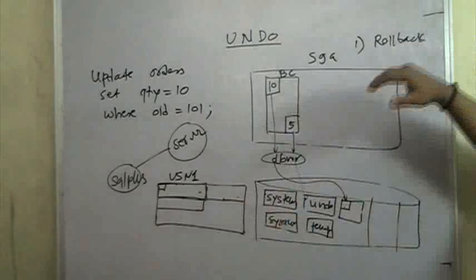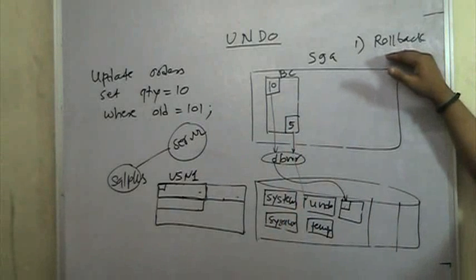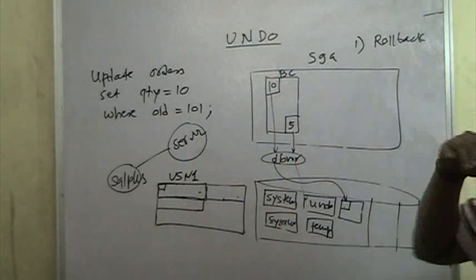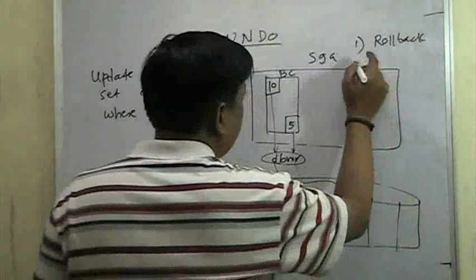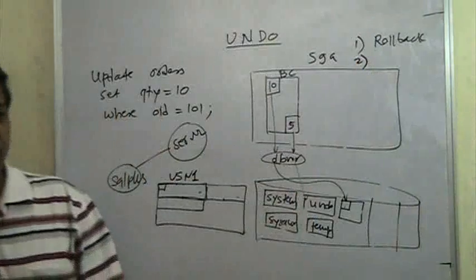So coming back to our undo discussion, why is undo required for rolling back? This is a very standard, well-known purpose of undo. Second purpose of undo, I think we had also discussed this. What is the second purpose of undo?